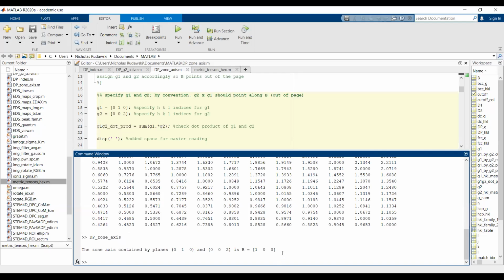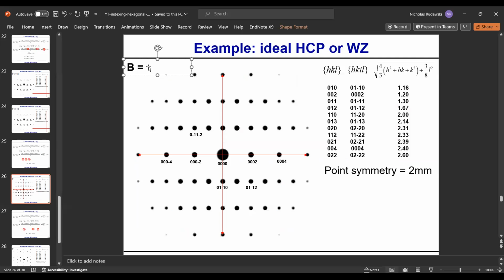For the second index, we're going to get minus 1/3. For the middle index, we're going to get the opposite of the sum of those two. So we'll get minus 1/3, and then the last will be 0. Then we have to multiply through by 3. So our answer here is 2 minus 1 minus 1, or 2, 1 bar, 1 bar, 0. That's our zone axis.